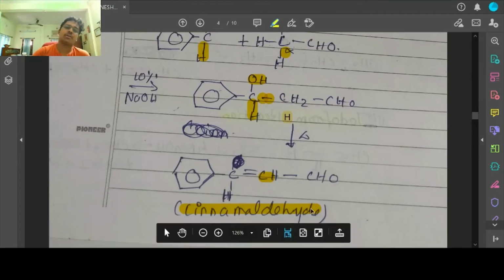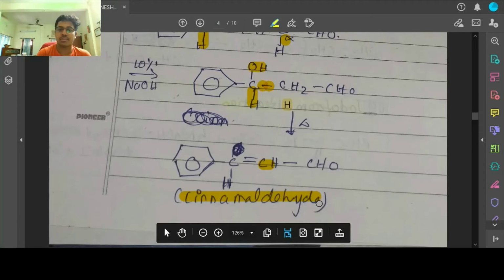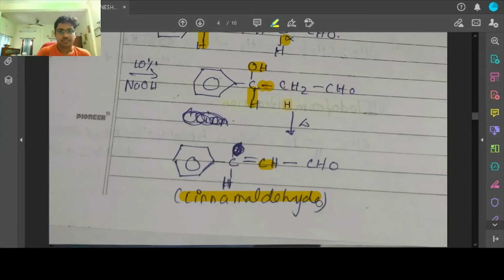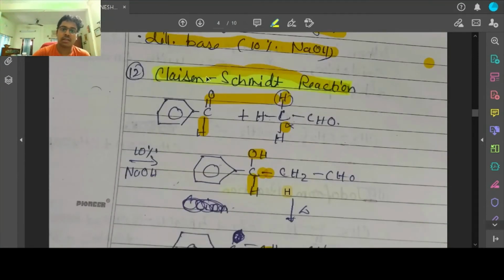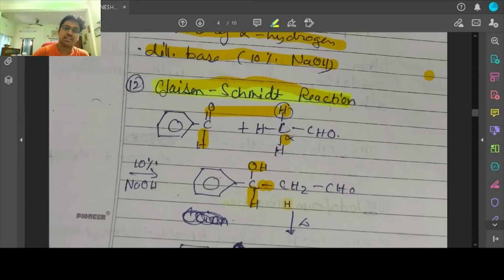You can also get a question in boards on how cinnamaldehyde is prepared. Cinnamaldehyde is prepared by the aldol condensation of benzaldehyde with methanaldehyde. Name the reaction: it is the Claisen-Smith reaction. This is very important. You might be given a question in boards to write the Claisen-Smith reaction, so you need to remember it.